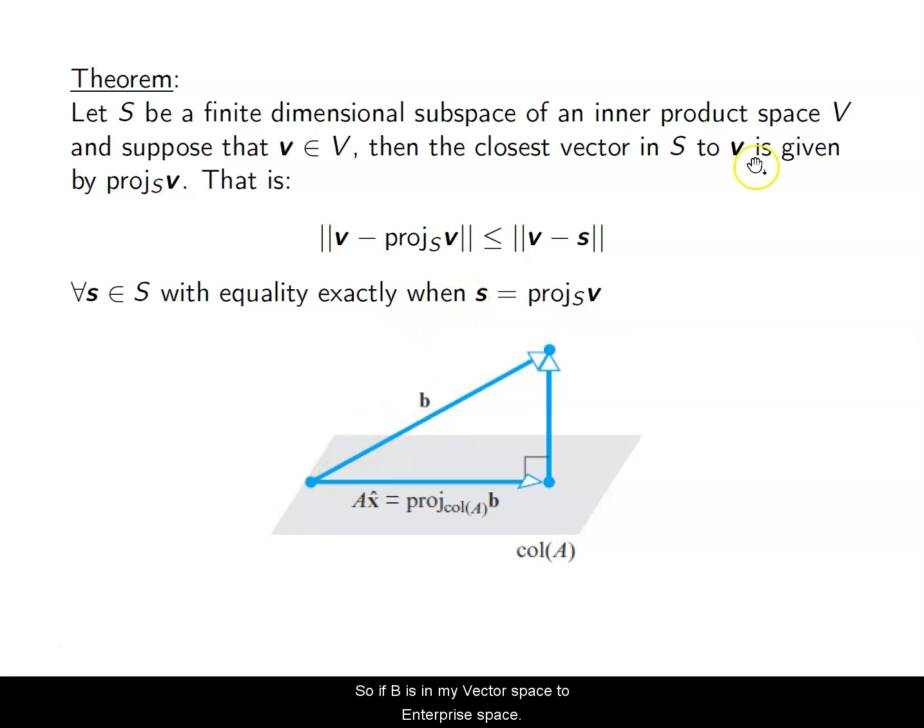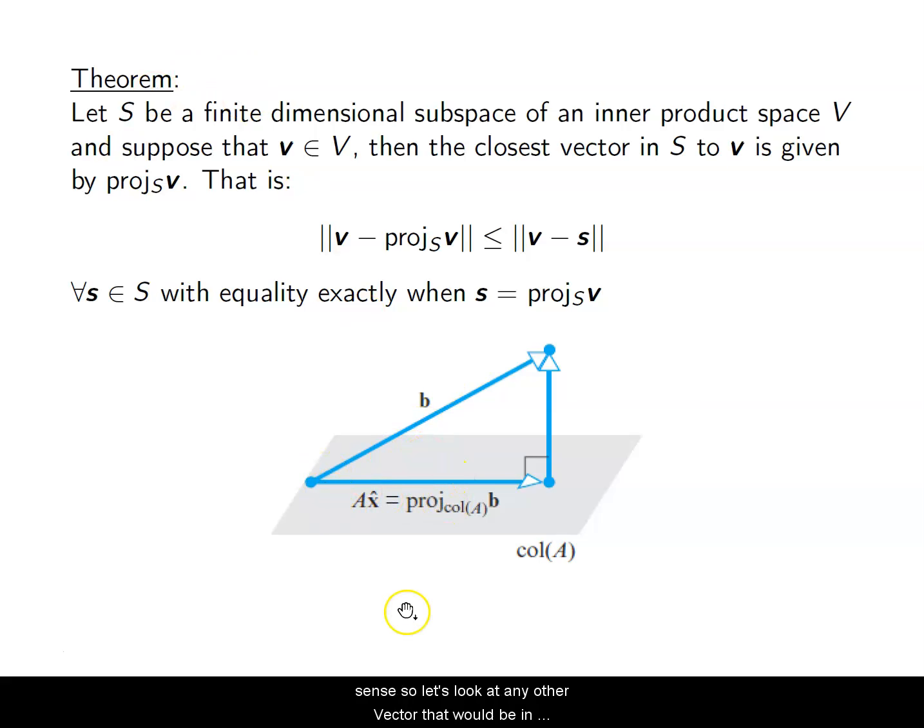So if B is in my inner product space, the closest vector that's going to lie in this plane is the projection of this vector onto that plane, right? And of course, we're going to extend this to any dimensional space, not just 3 space and 2 space. But that's the way that it works, right? So the closest vector that is in my subspace is the projection of the vector that I'm looking at onto that subspace. Okay, so that's what this theorem is saying. And that should make sense.